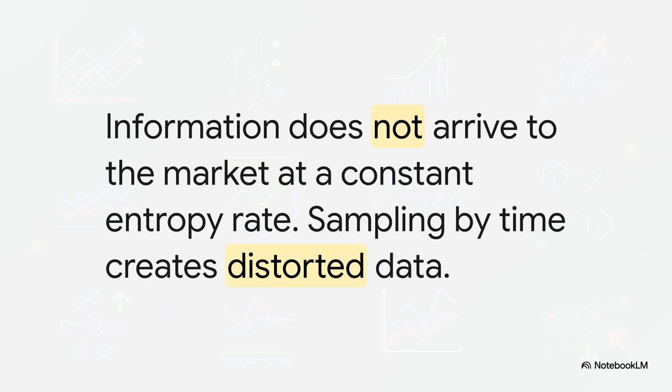Information, the stuff that actually makes prices move, it doesn't show up on a nice, tidy schedule, right? Think about it. You get a surprise Fed announcement, or some crazy news breaks overnight. In a single 5-minute candle, you can get more action than you saw in the last 5 hours. So your time-based chart is either completely missing that explosion of information, or it's just sampling pure noise when nothing's happening at 3 in the morning. It's like looking at the market through a funhouse mirror.